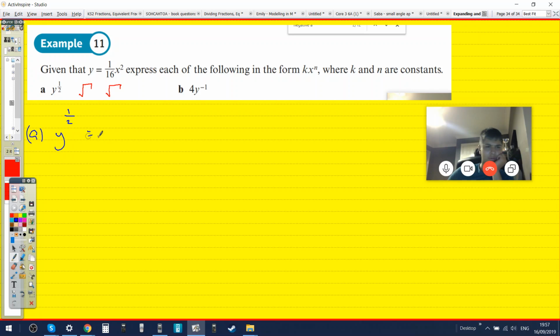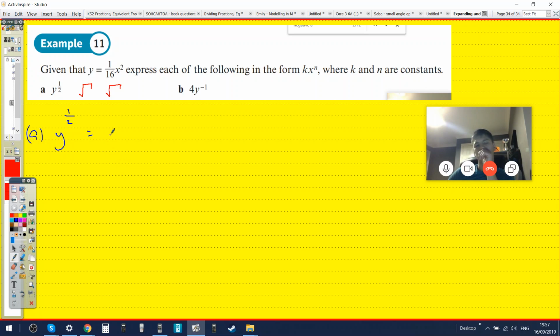Will the answer just be y to the power of square root 16th x squared? Well, y equals 1 over 16x squared. Yep. And so if you square root the left side, then you have to square root the x side as well. Right. Okay.